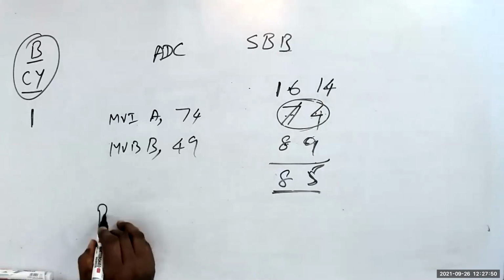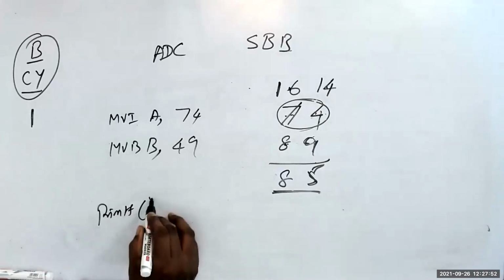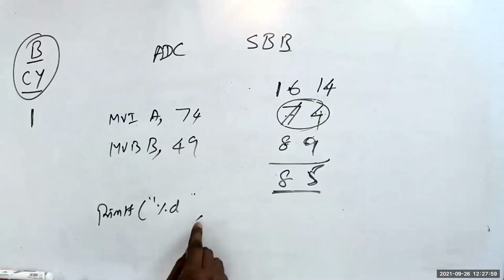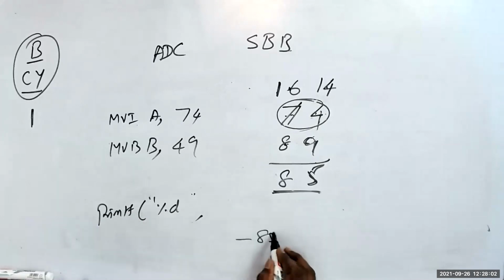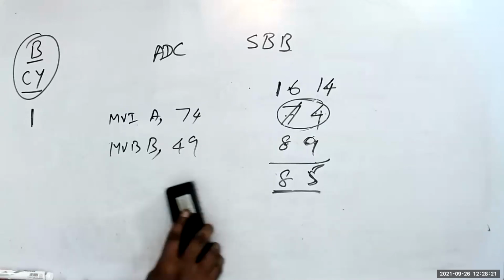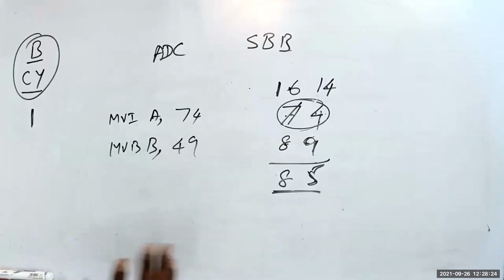Then if you do printf, you will check the borrow flag. That time you will get minus 85. Not minus 85, sorry. That operation is different. Forget it. Don't get into that.